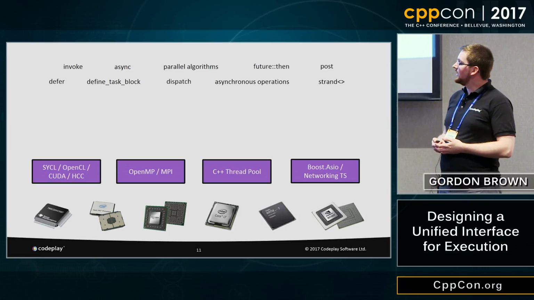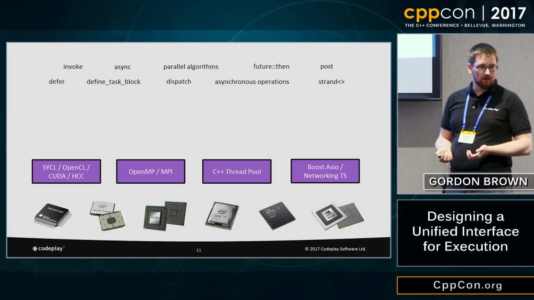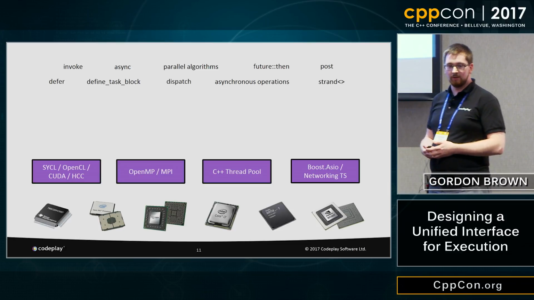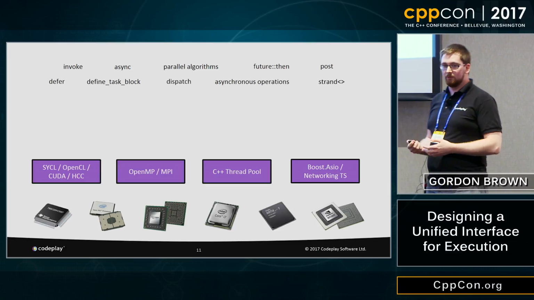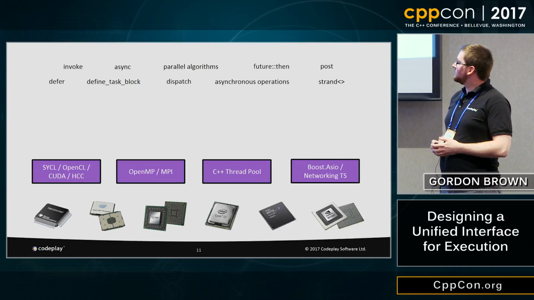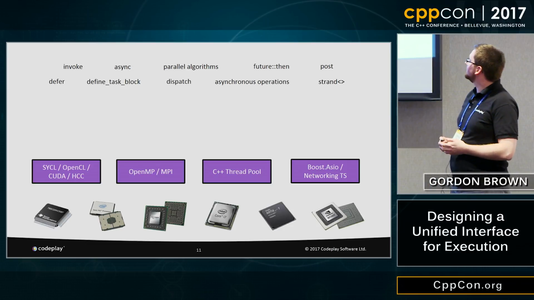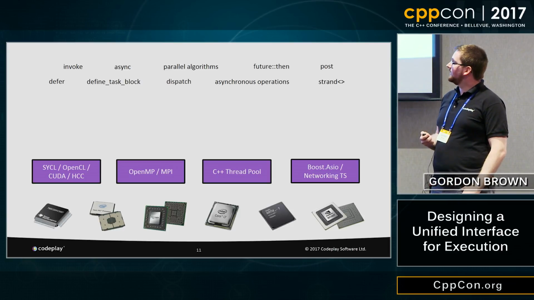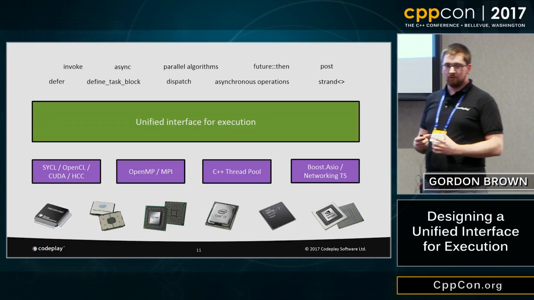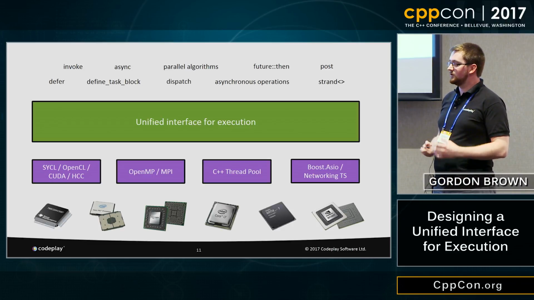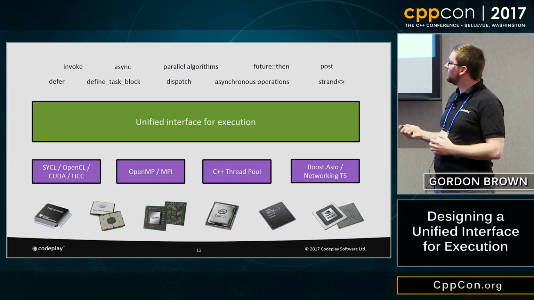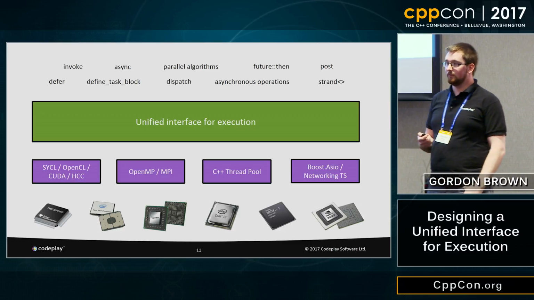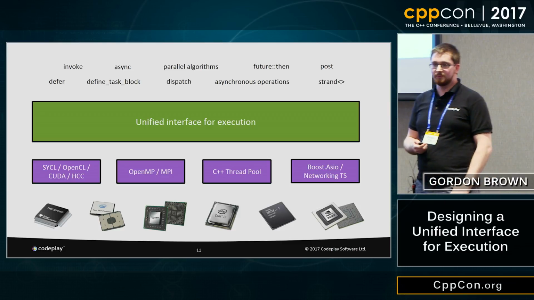And this is usually done up until now with third-party APIs and standards such as SYCL, OpenCL, CUDA, HCC for heterogeneous, OpenMP and MPI for distributed, some libraries for C++ multi-threading, and things like Boost.Asio and the Networking TS for network computing. Executors aim to provide a unified interface for writing generic code for executing work that can be implemented on top of all these different standards and all these different resources in a standard way that can be used by all these different control structures.